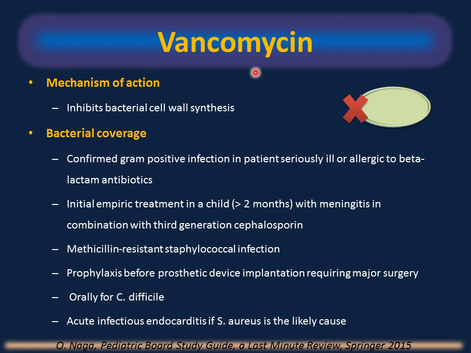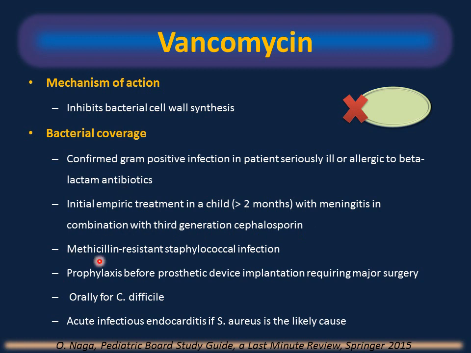Vancomycin is a very strong antibiotic. It inhibits bacterial cell wall synthesis. It's very important to know the bacterial coverage and when to use it. Bacterial coverage: confirmed gram-positive infection in patients seriously ill or allergic to beta-lactam antibiotics. It is also commonly used as initial empiric treatment in a child more than 2 months with meningitis in combination with a third-generation cephalosporin like ceftriaxone or cefotaxime.